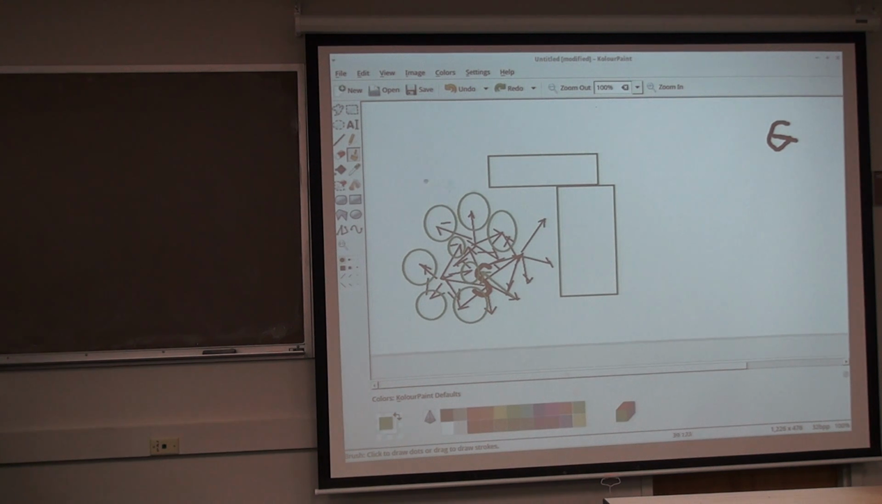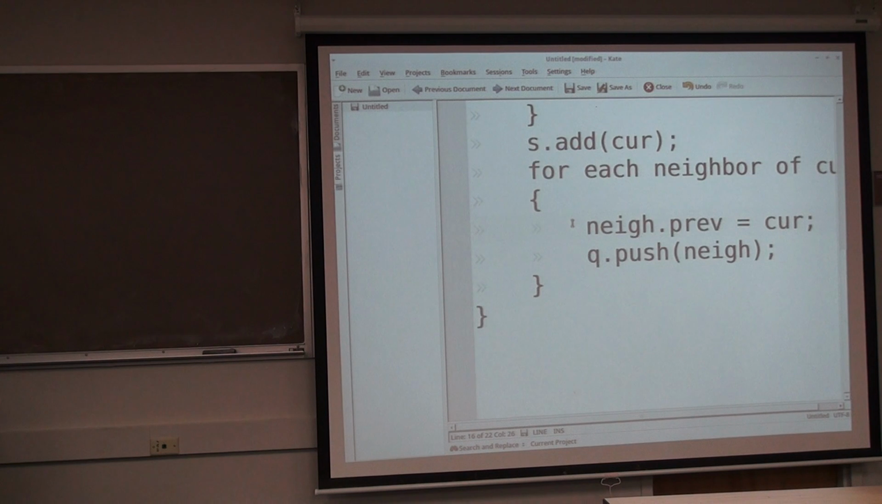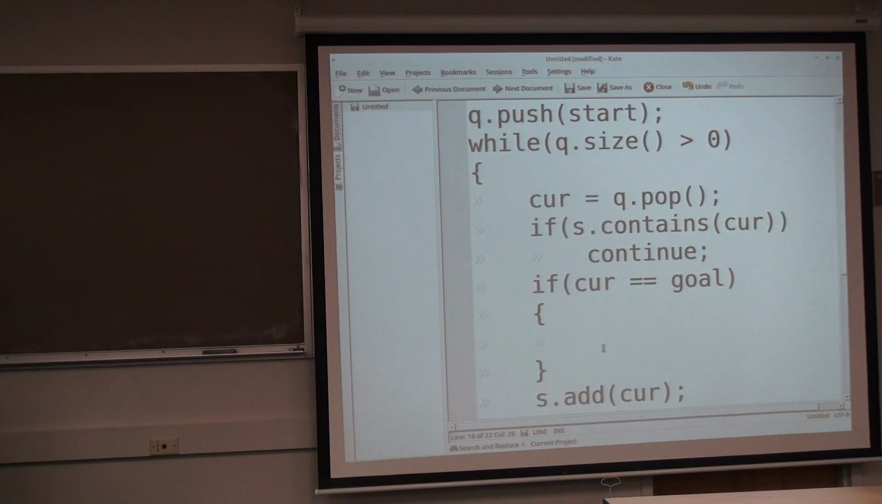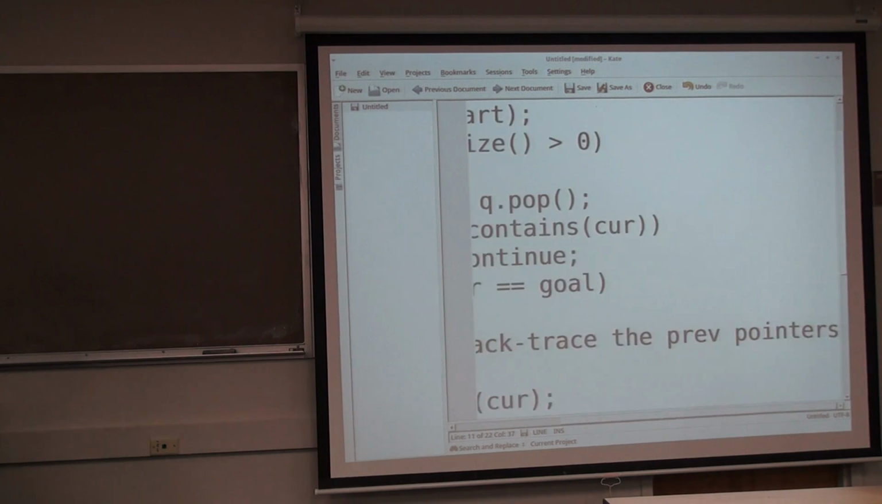The point is you can do it because you're programmers. Okay. Now, before I make it more complicated, so back trace the prev pointers, something like that.